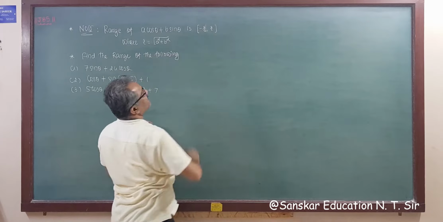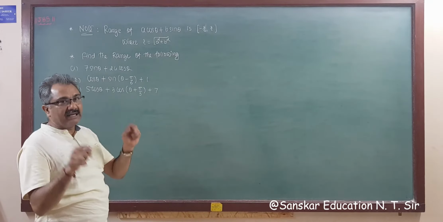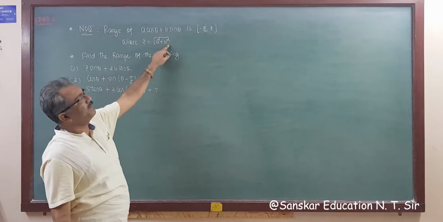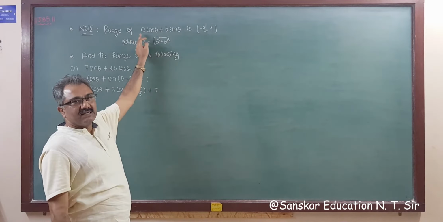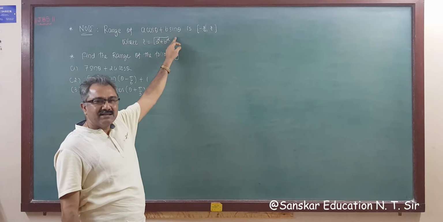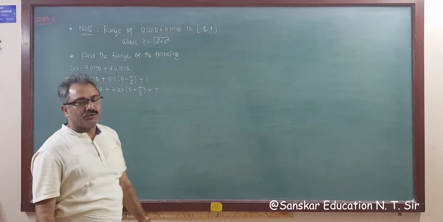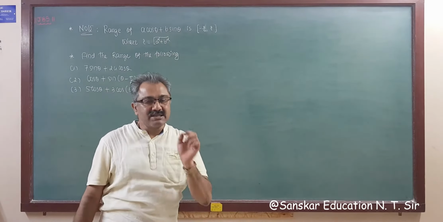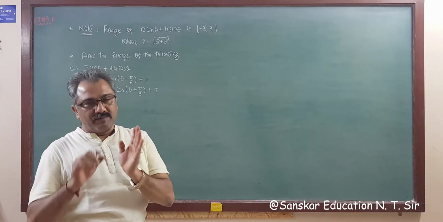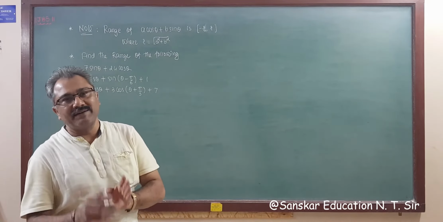So this is minus r to plus r, where r is the square root of a square plus b square, that is the square root of the sum of squares of the coefficients of cos and sin, because the cos coefficient is a and the sin coefficient is b. So you have to remember this formula. This is not given in your textbook, but it's required for competitive exams.